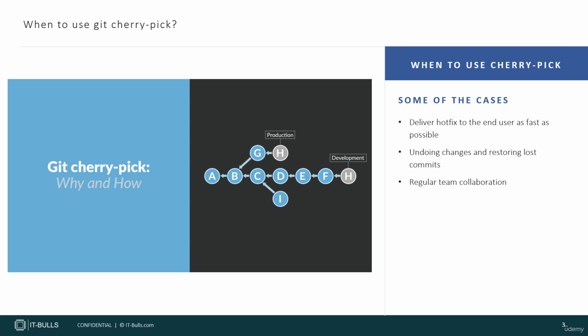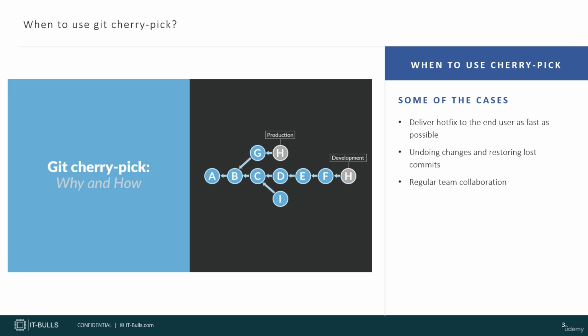Or imagine another case: undoing changes and restoring lost commits. Not all branches are merged into the master branch, and some commits might be lost. Using the git reflog command, you may find snapshots that you need and cherry-pick them into your branch.